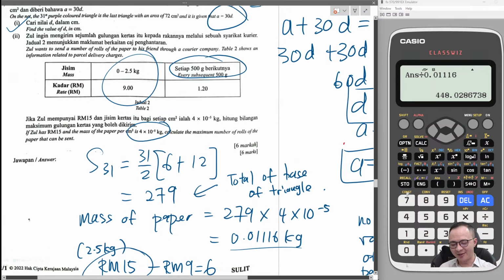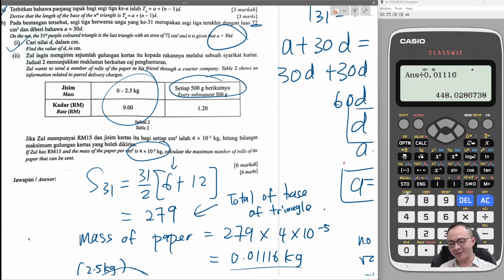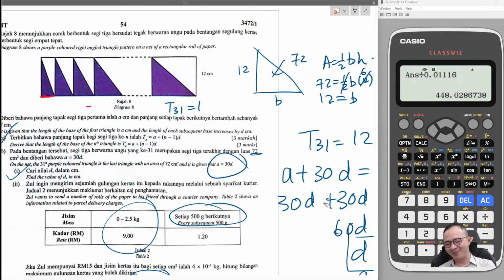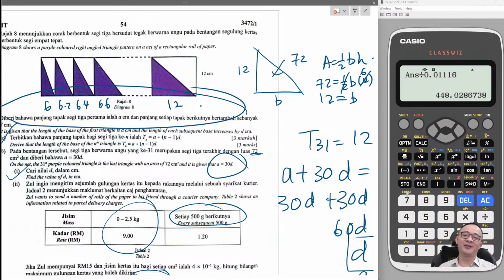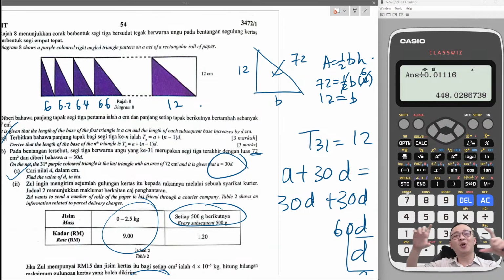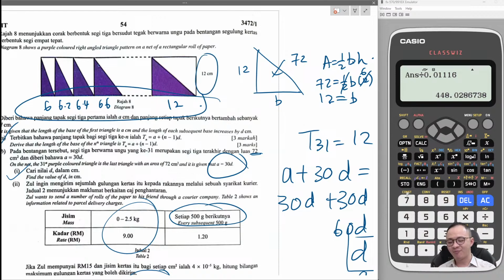Because this one, you see carefully, right? The silly thing I did just now is the first one is 6, then this one is 6.2, this one is 6.4, 6.6 and so on. The last one is 12. So I just added the total of the bottom length only. But because I want the total area, after I got the total length here, I need to multiply by 12 to get the total rectangle. Do you get the idea?